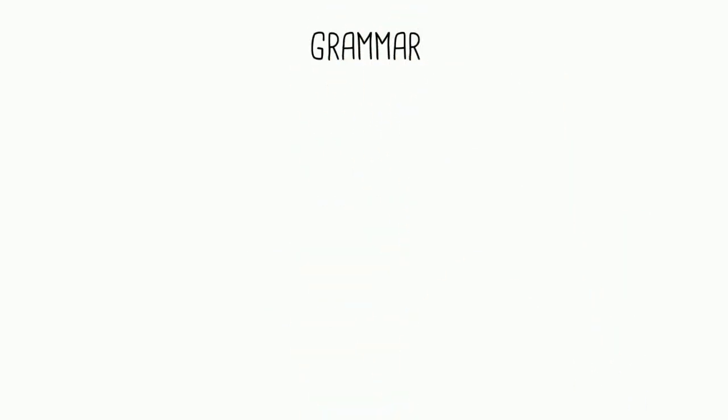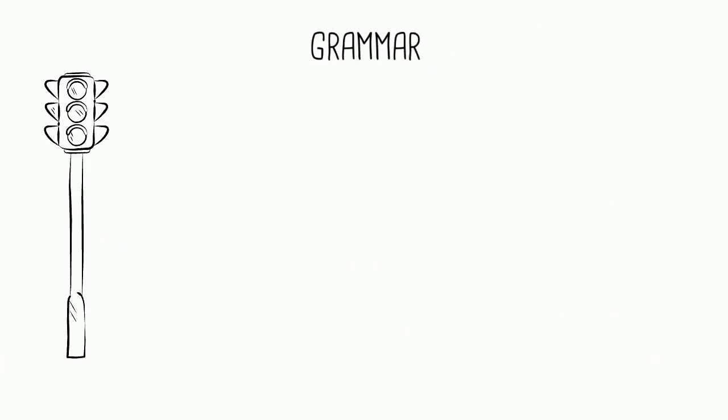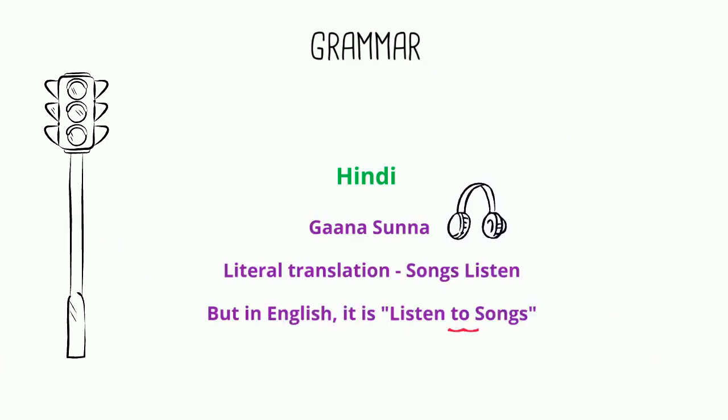Moving on to our second language example, Hindi. So in Hindi, people say Gana Sunna. So Gana Sunna literal translation is songs listen, which is incorrect in English. In English, it's actually listen to songs, and there's an extra word called to that comes in between listen and songs.